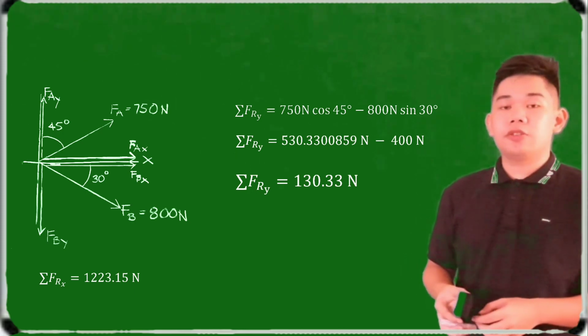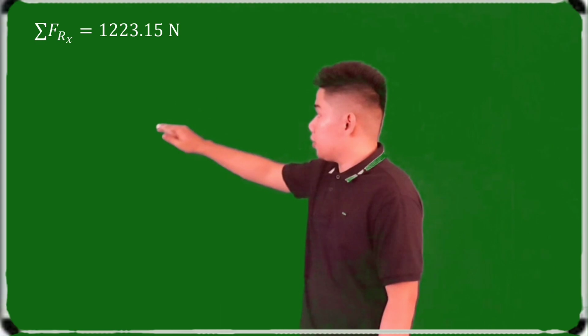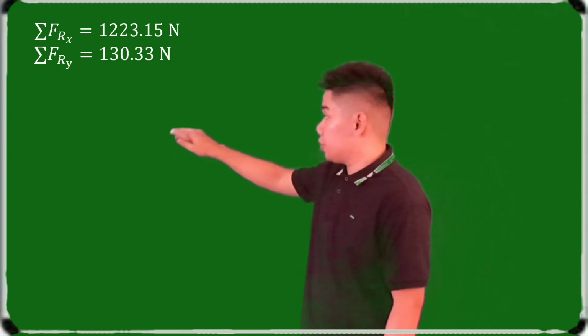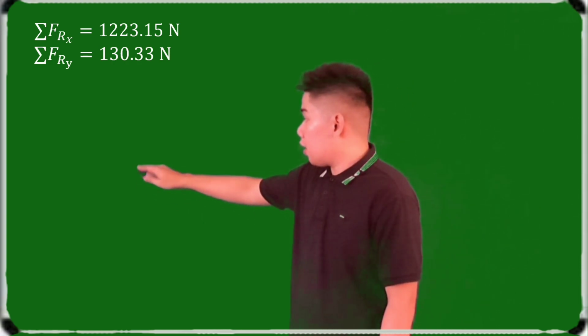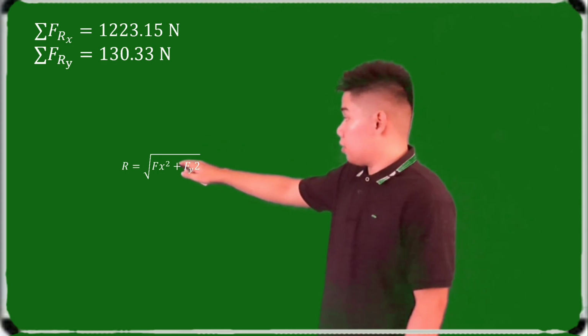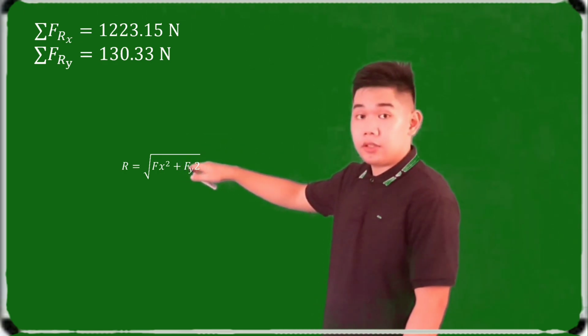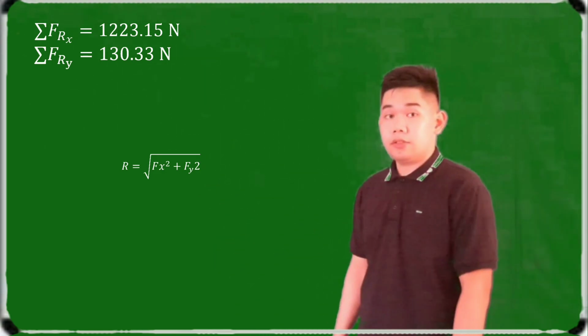Then we will use the Pythagorean theorem in order to get our resultant. We already found our resultant force of X, which is 1223.15 Newton, and our resultant force of Y, which is 130.33 Newton. So we have our R, the resultant, equal to the square root of our forces of X squared plus forces of Y squared.